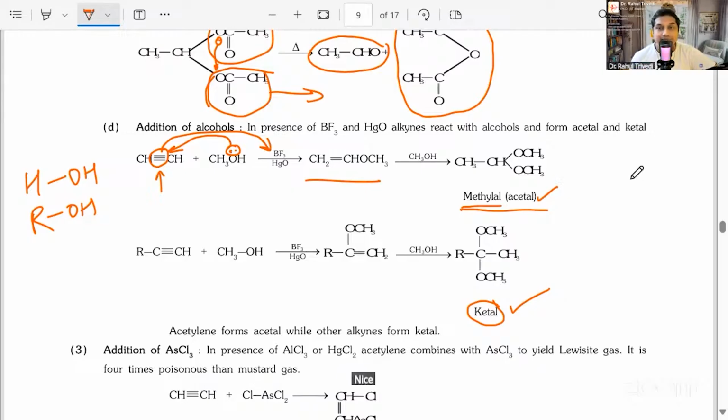Nice. Yeah. Only difference of this is there. Methyl group. Good. Fine.